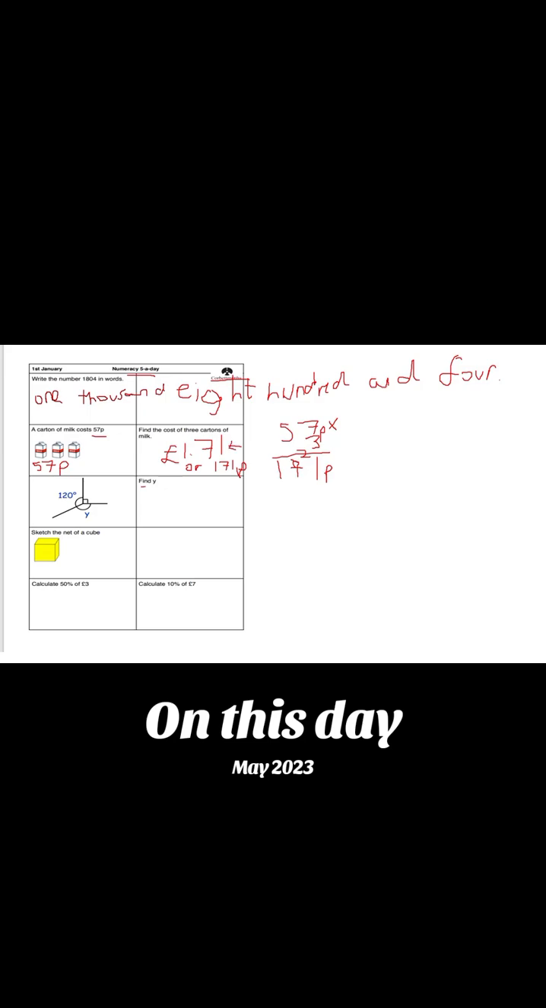Question number 3, find angle Y. Well, angles around a point add up to 360. That's a right angle. A right angle tells me that it's going to be 90 degrees. So 120 plus 90 plus Y has to equal 360 degrees. Well, if I rearrange this equation, if I take off 90 and 120, that actually gives me 210. So I'm going to have Y is equal to 360, take away 210.